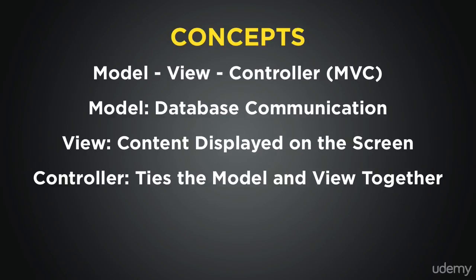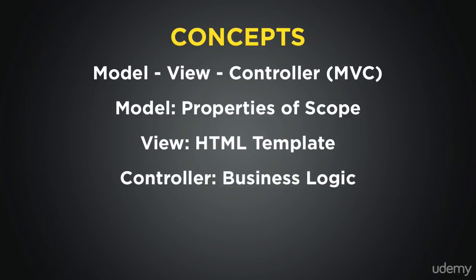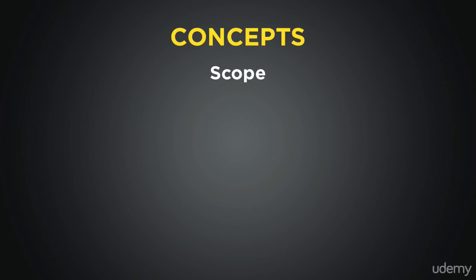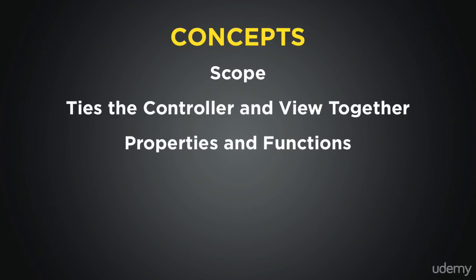Angular takes the MVC approach, but the definitions are a bit different. Models are said to be the properties of scope, and we'll talk about scope in just a second. Views are the HTML templates that are rendered for the user to see, and controllers contain business logic for the application. So the quick definition of scope is that it's an object that ties the controller and the view together. And on scope, you can keep properties and functions that can be used by the view. There's much more to scope than we'll get into here, but we'll see the way that it works when we get to the actual code.